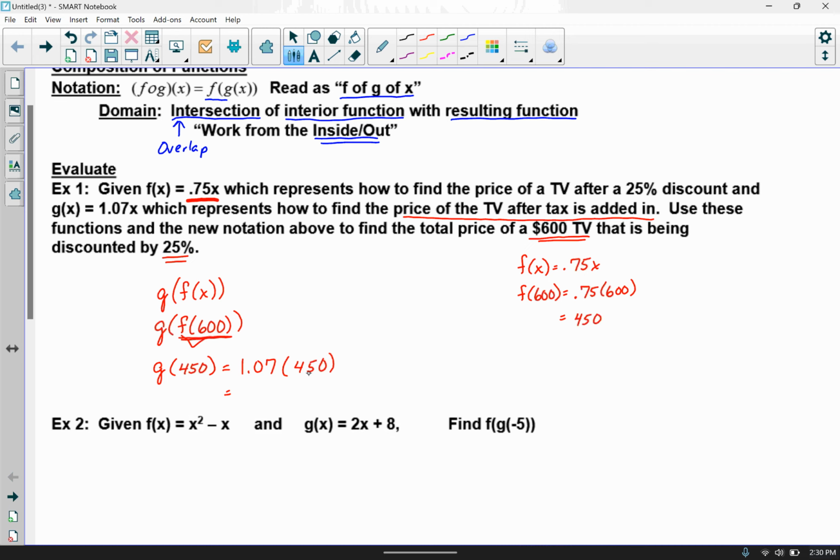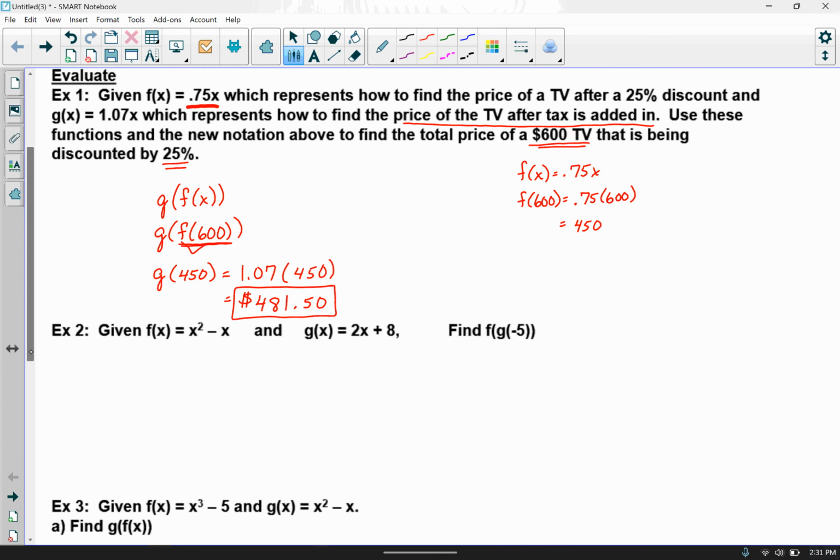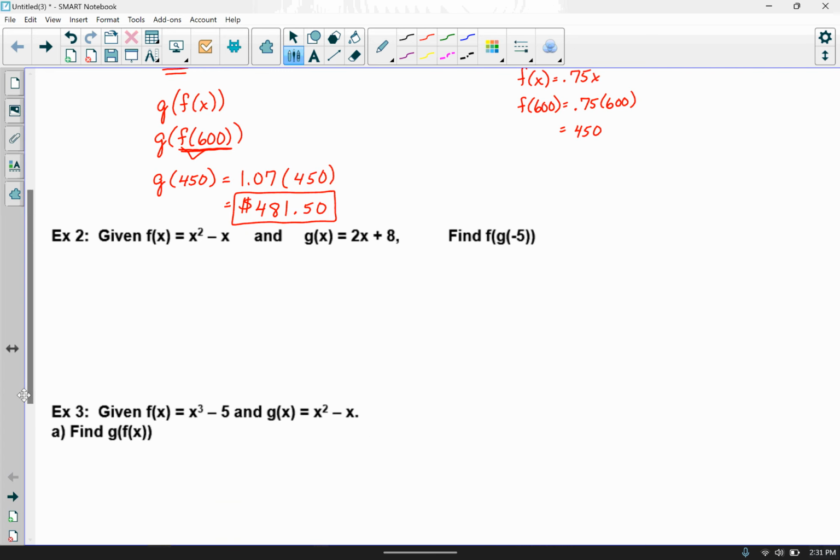So 1.07 times 450 should land you at, out the door, $481.50. Final answer. Okay, so hopefully that gives you, like I said, a nice application and something that you can relate to in terms of these composition of functions. All right, we'll scoot on down here to example 2.